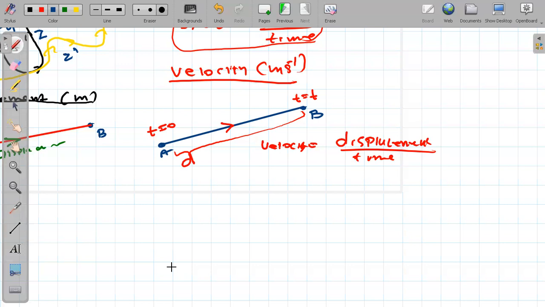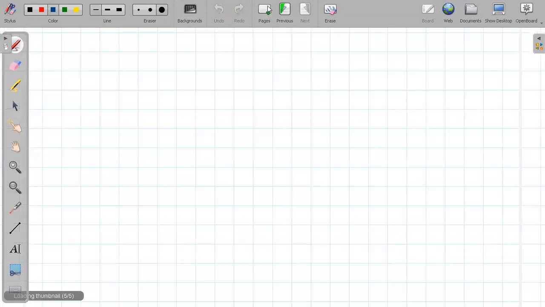Can you understand that? Yes or no? Yes, sir. If you have any doubt, you can ask me. Now just write, velocity is a vector. It has a magnitude and direction.